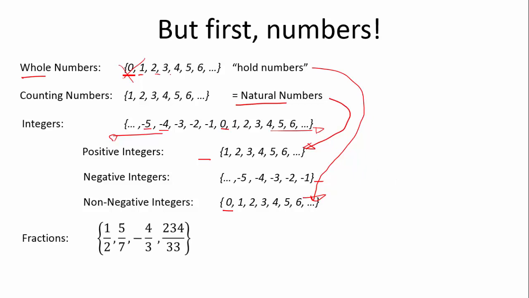Then we have fractions, and a fraction is a number that would not fit on these timelines, like a half, 5/7, -4/3, 234/33. A fraction can be any number like this. We're not going to talk about decimal fractions and exponents in this section yet.